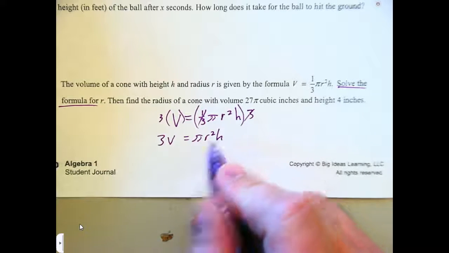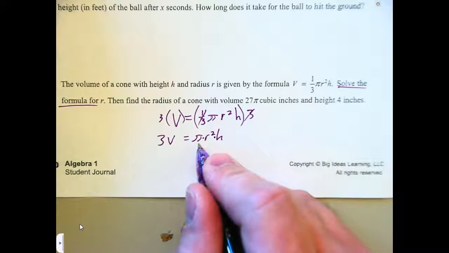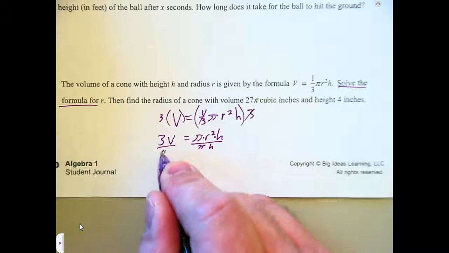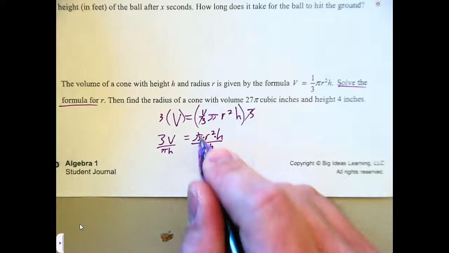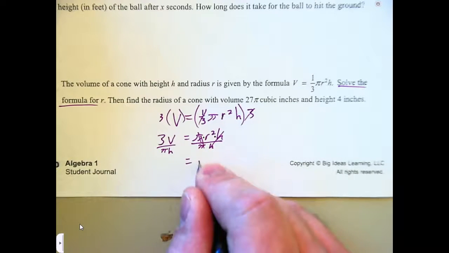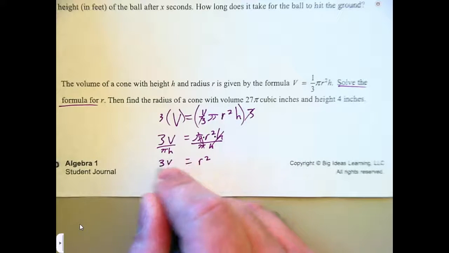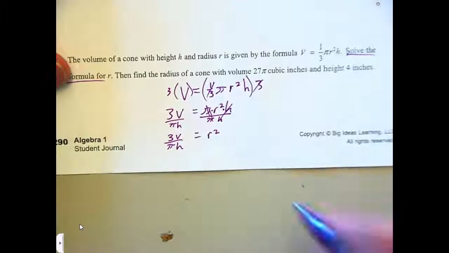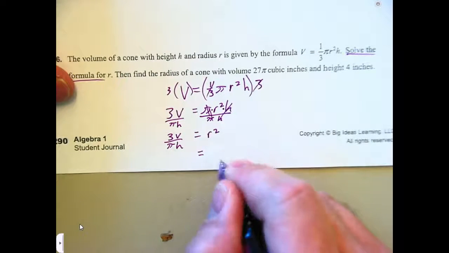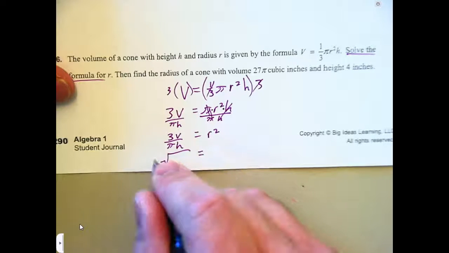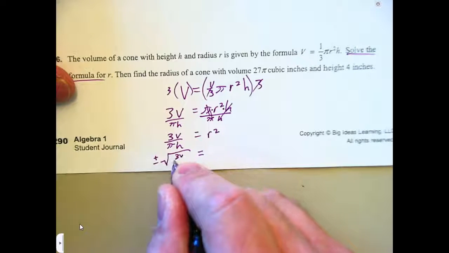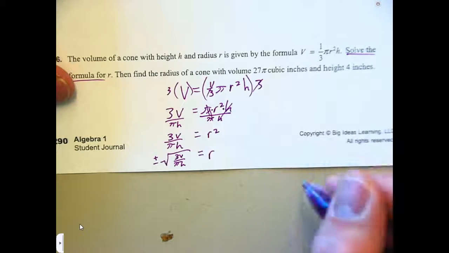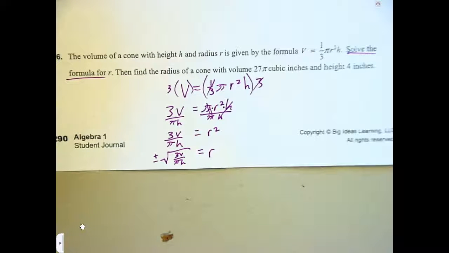Now to get rid of the pi and the h, they're both being multiplied, so we could just divide by pi h. I know it looks weird. Those things cancel, those cancel. I'm left with r squared is equal to 3v over pi h. Now, to get rid of the square, I've got to take the root. Plus minus the square root of 3v over pi h is equal to r. That is a lot of stuff there.